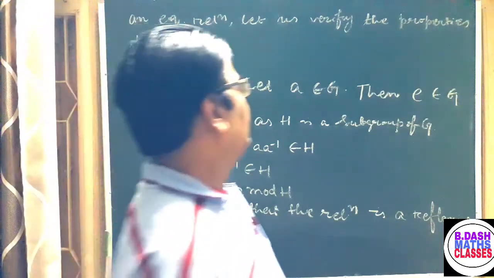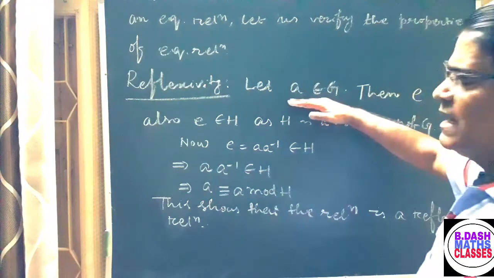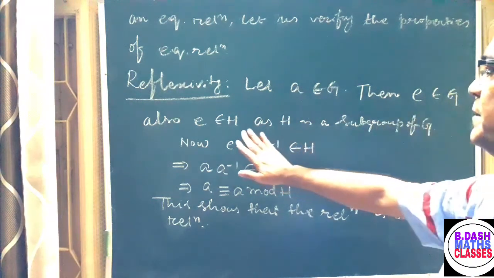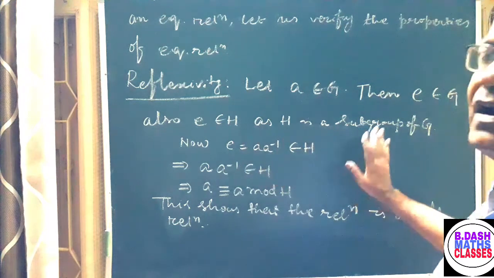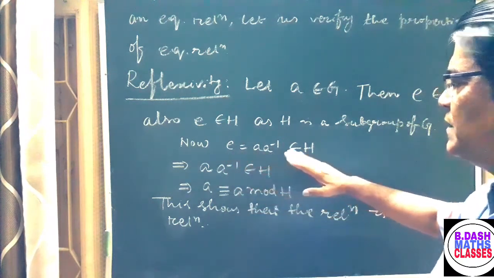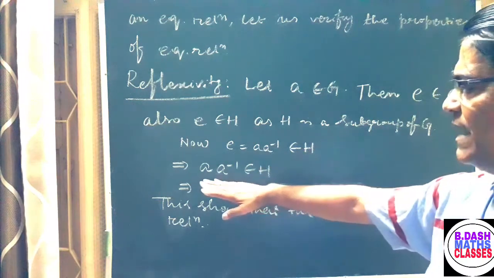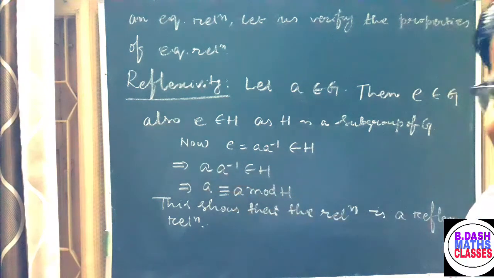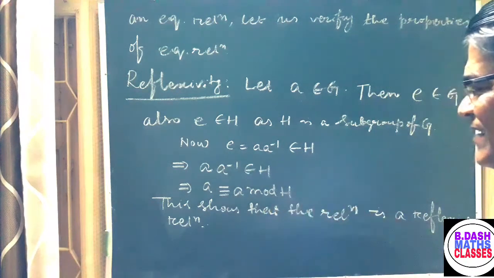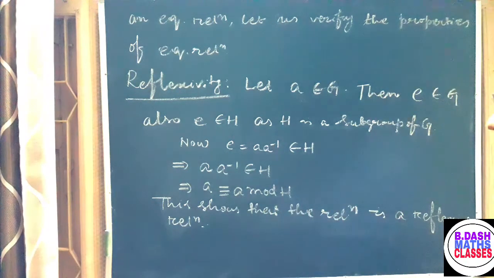So here let a belong to G. Now obviously the identity element belongs to G and H because H is a subgroup of G. We can write e equals a a inverse belongs to H. That means a a inverse belongs to H. So we can write a congruent to a mod H. This shows that the relation is a reflexive relation.